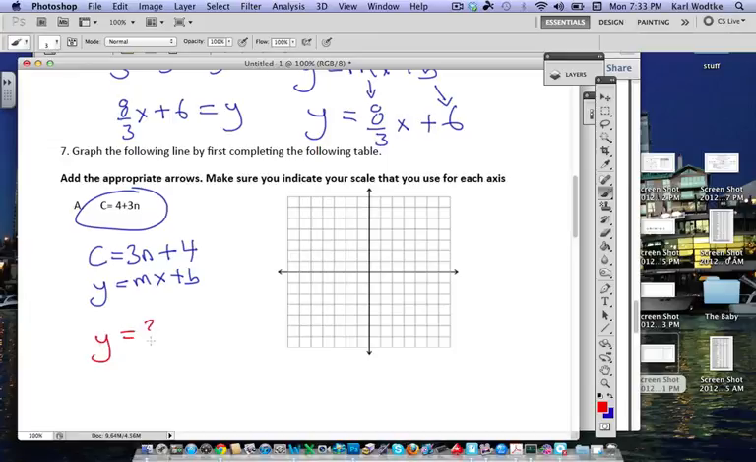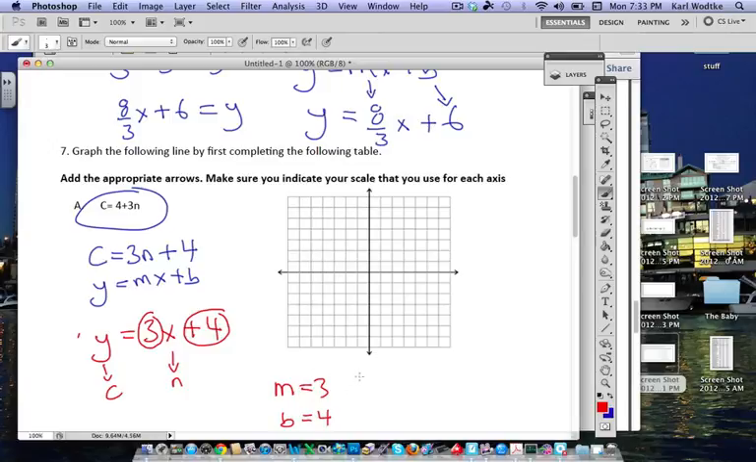y equals 3x plus 4. But in this case, what they've done is they've just changed the letter x to the letter n and the letter y to the letter c. But it doesn't matter. If you like this better, then just use that form. Now the neat thing about this is once you have something like y equals mx plus b, you know that the slope is 3, because that's this, and you know the y-intercept is 4.